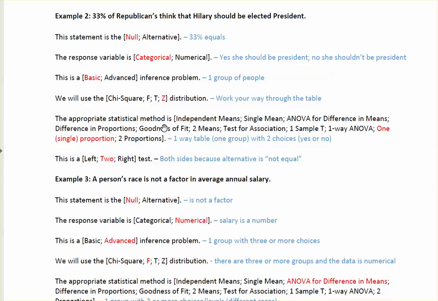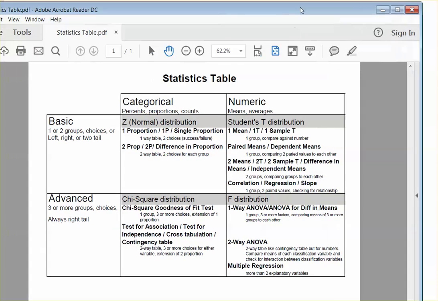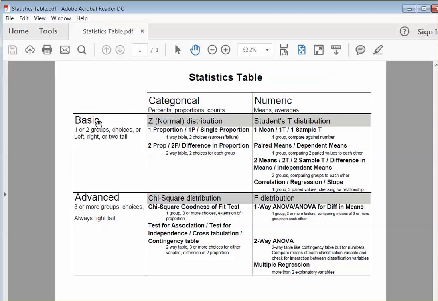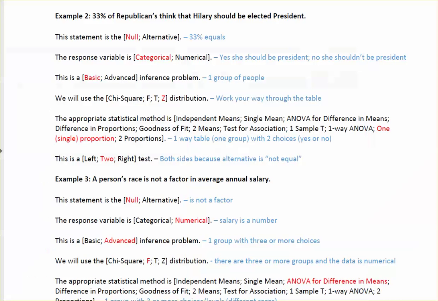And then for which statistical method? Well, once again, we work our way through it here. So we know it's basic, we know it's categorical, we know it's Z, so we know it's one of these two. Well, here we've got a one-way table with two choices, success or failure, or two-way with two choices for each group. Well, there's only one group, and they could either say yes or no. So it is the one proportion or single proportion test.